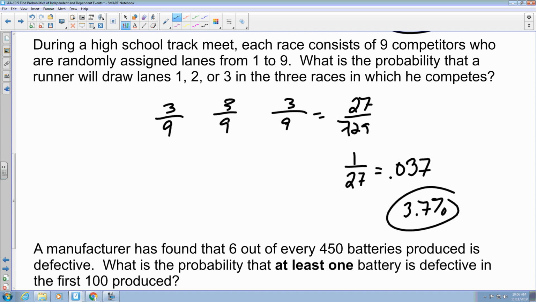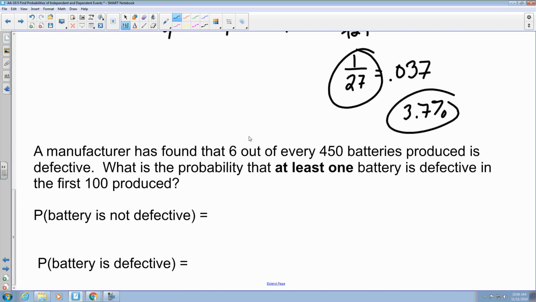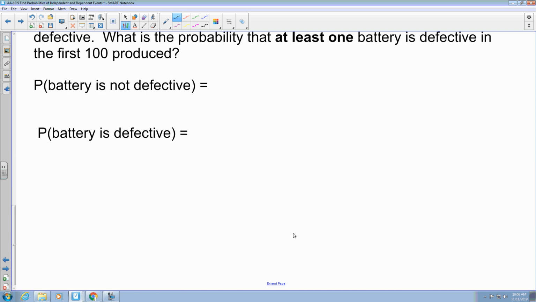3.7%. Okay. And this problem here is kind of like the coffee pot question up above.